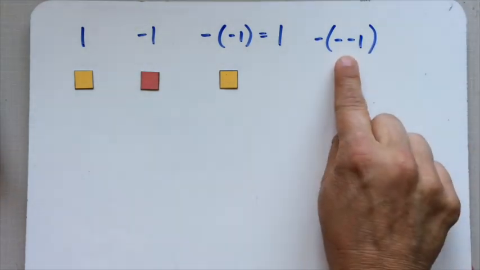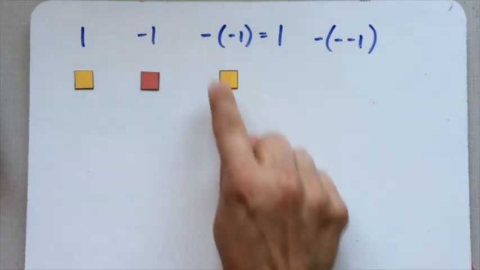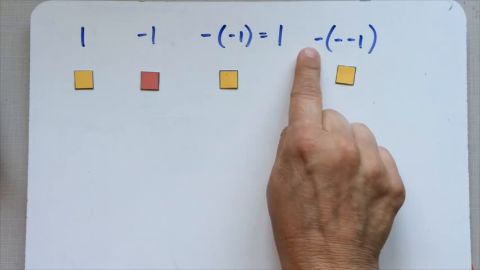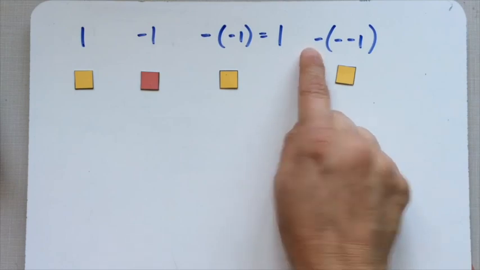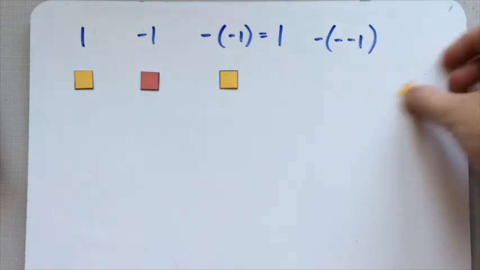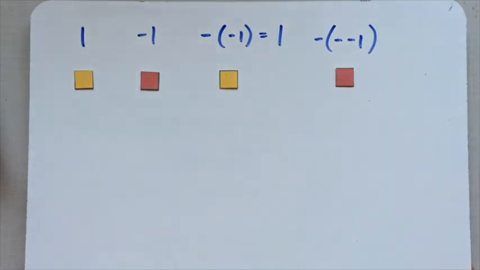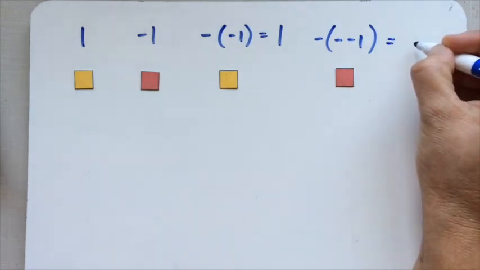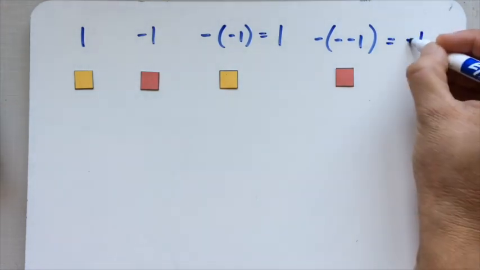That means we're going to start with what's in the parentheses. Well, we know a -(-1) is positive. And this sign, this negative sign, says take the opposite. So we're going to flip it over. And a -(-(-1)) is equal to a -1.